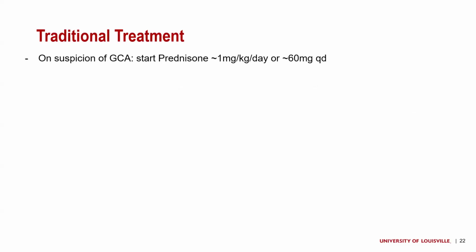Now, for the traditional treatment of giant cell arteritis, because of how varied the research and protocols are, it's very hard to get a clear answer on how you should treat it. However, some of the traditional teachings, which seem to work pretty well, are that on suspicion of giant cell arteritis, people should be started on high-dose prednisone, usually around 1 mg per kg per day or 60 milligrams per day. It does need to be high dose because there have been case reports where patients were started on lower dose and subsequently developed vision loss.